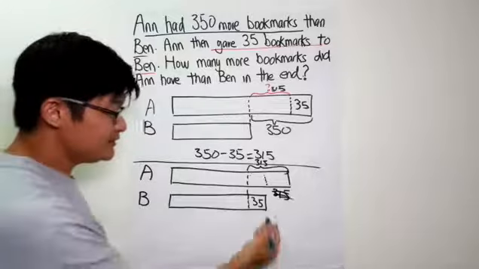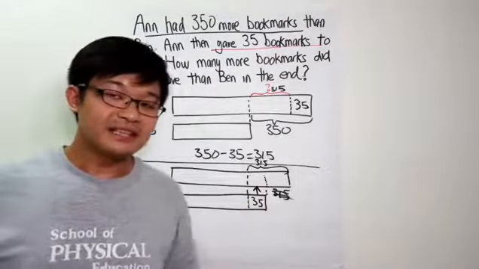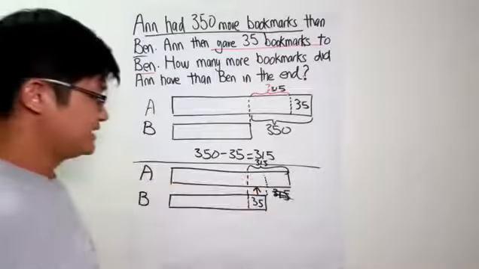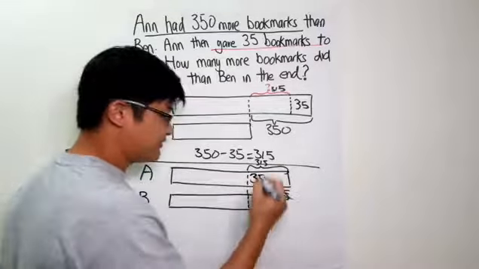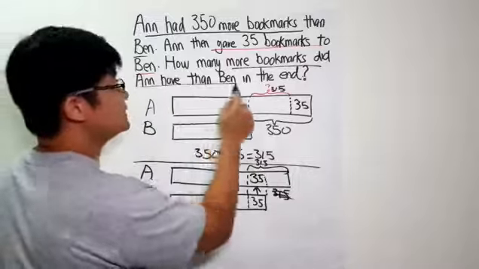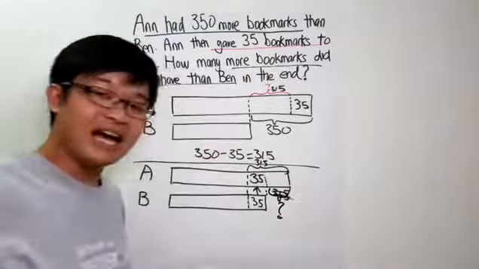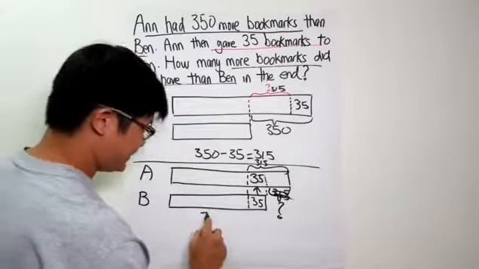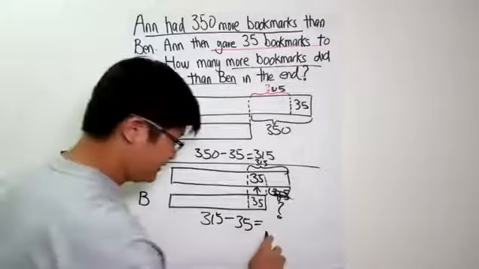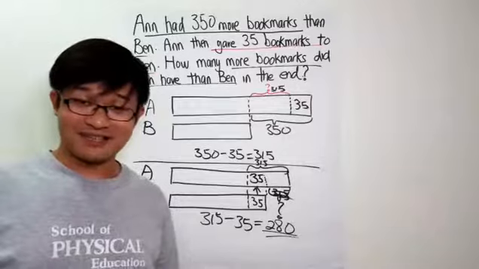Right, so if this is 35, what about here? This is the repeated identity that we're talking about, where this portion here is repeated inside here. So this part here will be 35. Then the question is, how many more bookmarks did Anne have than Ben? Well, this is supposed to be the question mark. And how are we going to find that? Very simply, 315 minus 35, you will get 280. And that is your final answer.